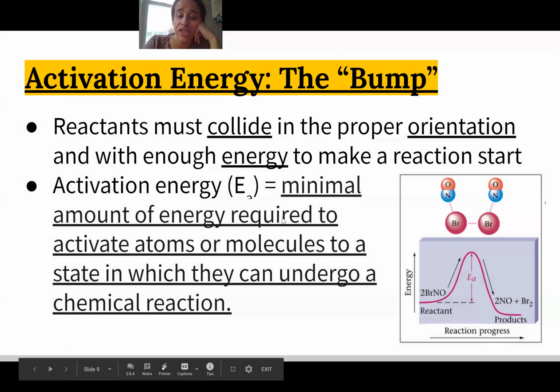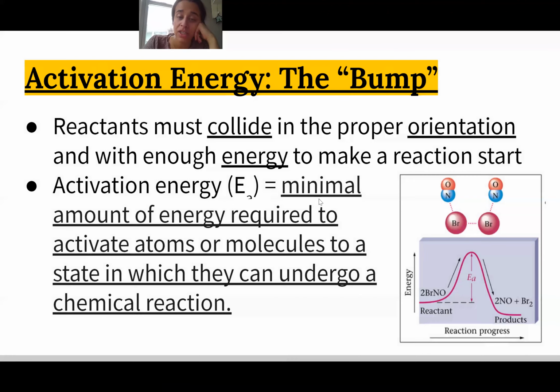This activation energy is signified, this is supposed to be EA, E underscore A right here, so I apologize. You have it correct in your notes. So E underscore A is the minimal amount of energy required to make these atoms or molecules be in such a state that they can begin a chemical reaction.